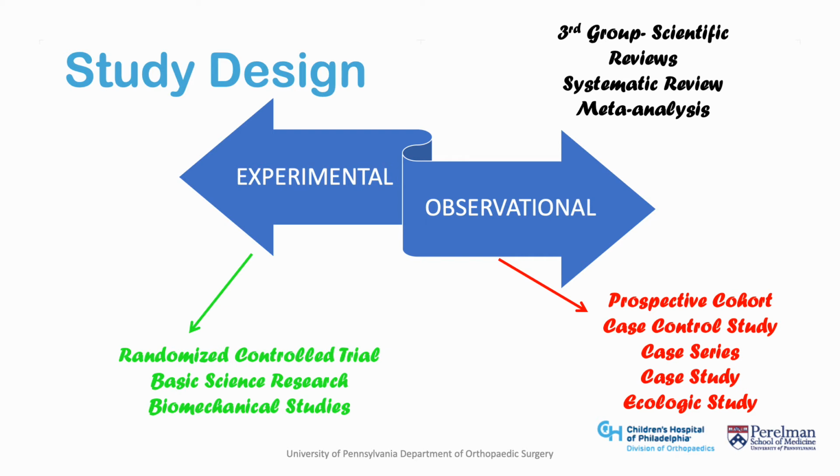I include a third group here of scientific reviews, which include systematic reviews and meta-analyses. The quality of these are based on the quality of member studies. The level of evidence is equal to the lowest level of evidence of the member studies. The highest level of evidence is a meta-analysis of level 1 randomized controlled trials.